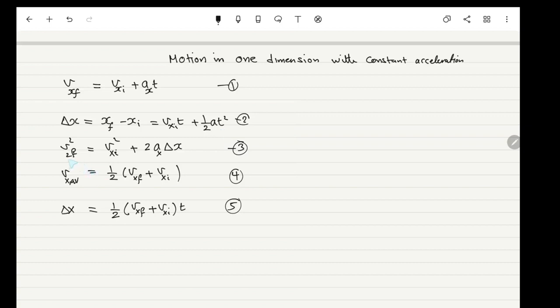The third equation here is Vx final square equal to Vx initial square plus 2ax delta x, and Vx average equal to half of Vx final plus Vx initial, while delta x here is equal to half of Vx final plus Vx initial multiplied by time.